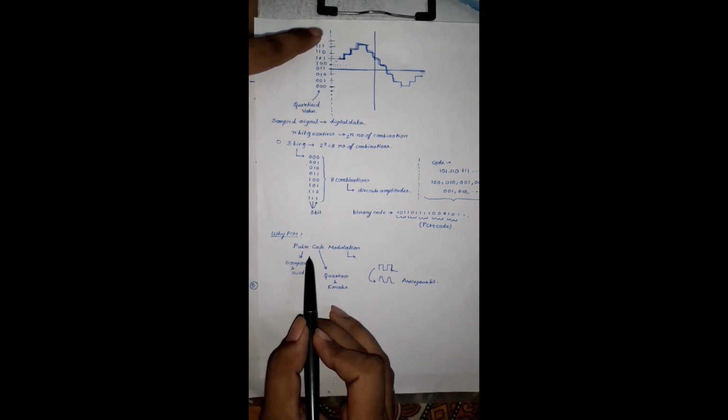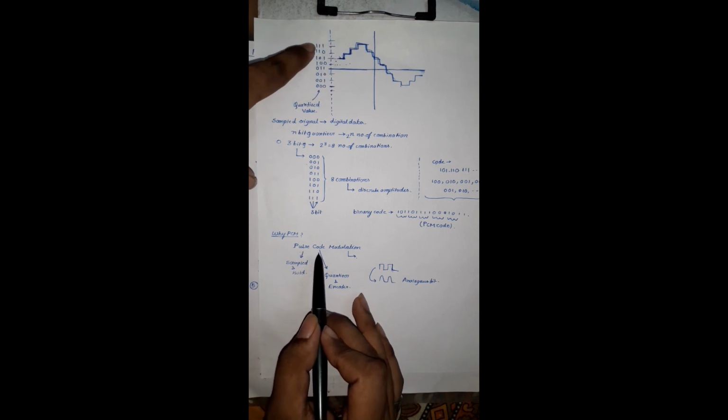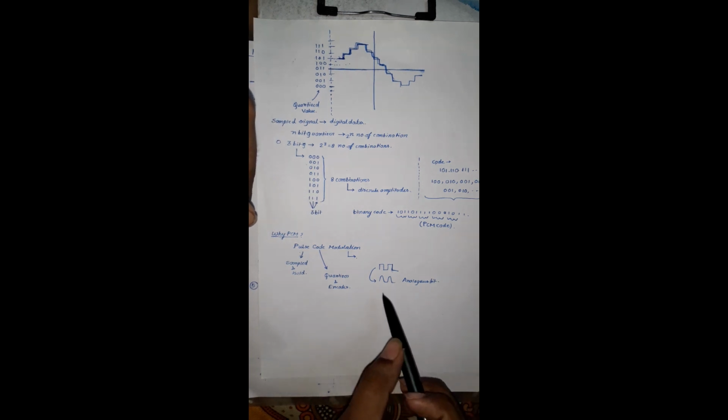So from the continuous time signal, first pulses are generated, then from the pulses the coding is done, and from the coding several discrete binary codes are generated, and the binary codes modulate an analog signal. That's why this total process has been named pulse code modulation.